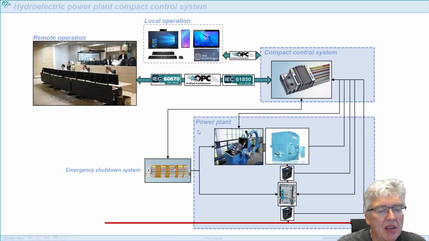We have the power plant. Here we would have the excitation control, and maybe an emergency shutdown system. Here's the compact control system with local operation and then remote operation using OPC. We have this IEC protocol. We should probably opt for a better protocol like OPC. Show both of those.